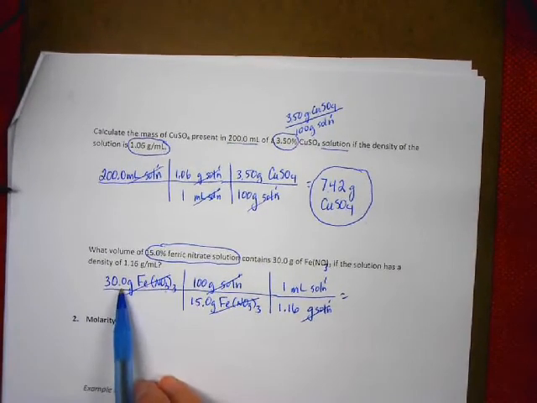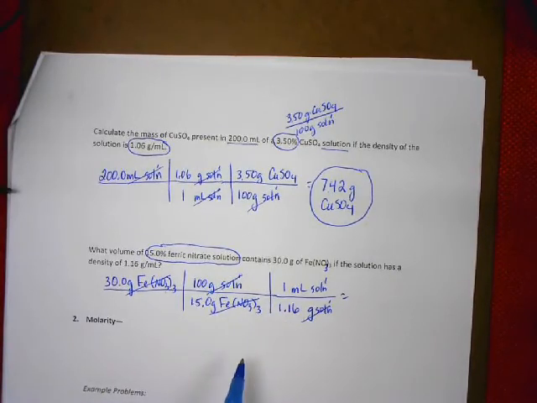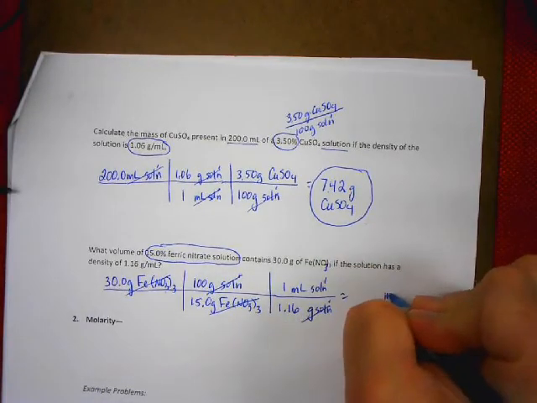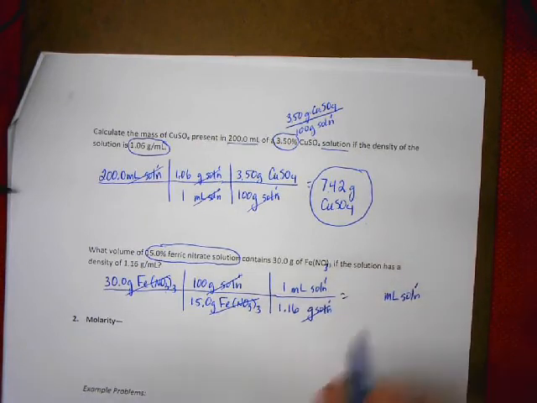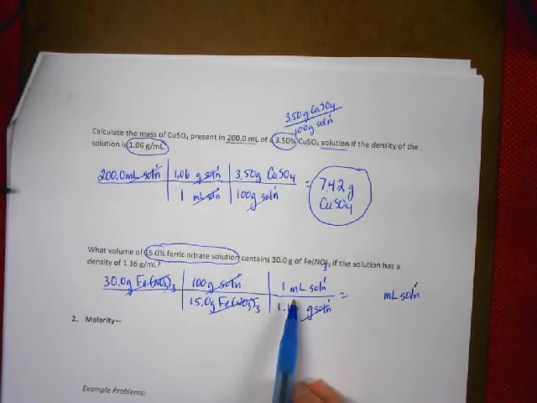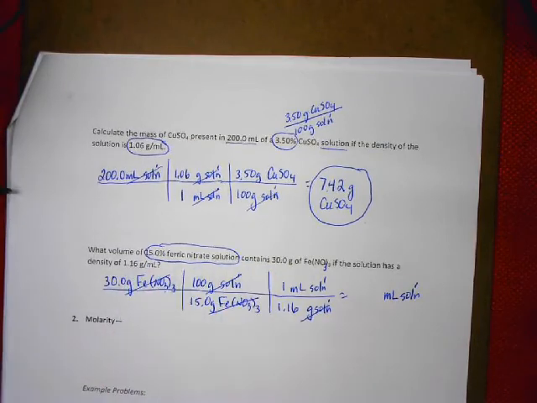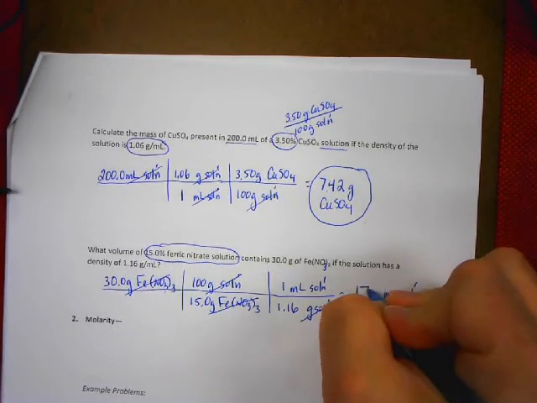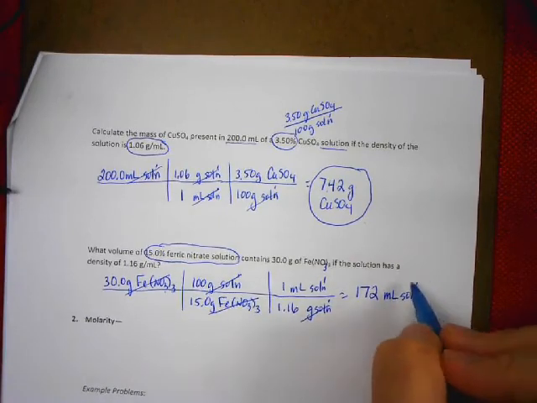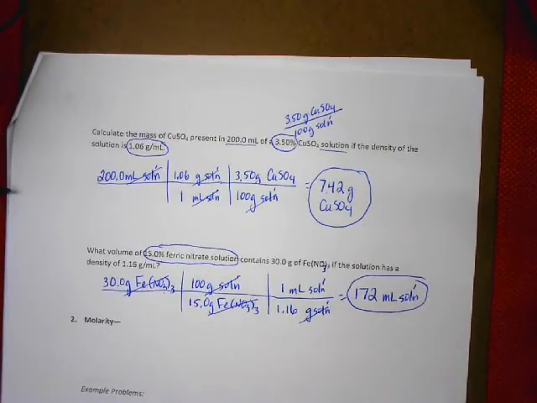So when we look at this and we multiply and divide as needed, we know that our units are going to be milliliters of solution. So when we calculate this, if we look up above in our problem, everything has 3 significant figures. So our answer has 3 significant figures, and it's 172 milliliters of solution.